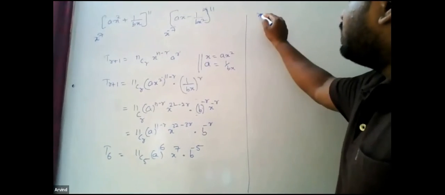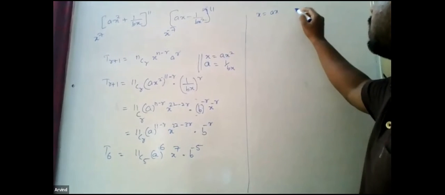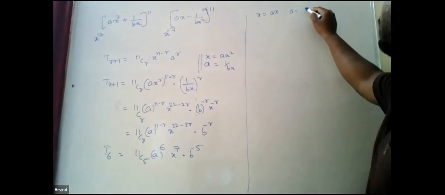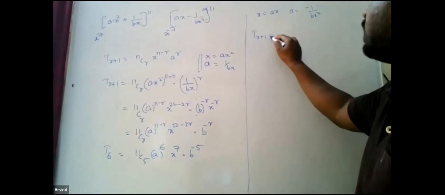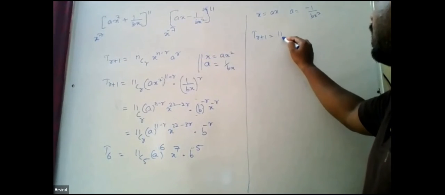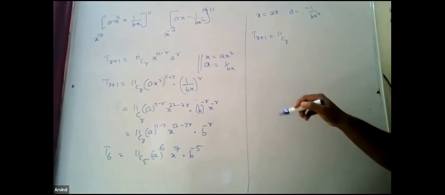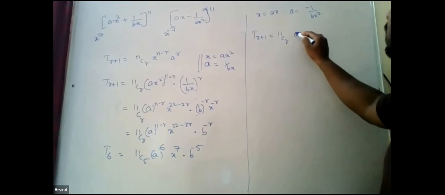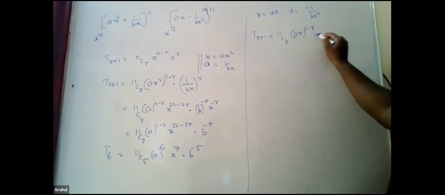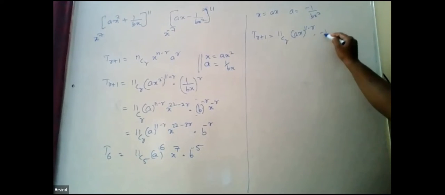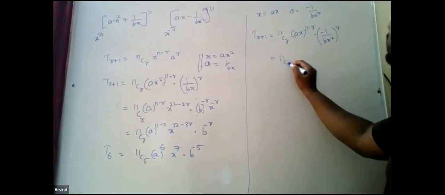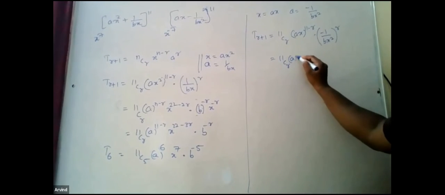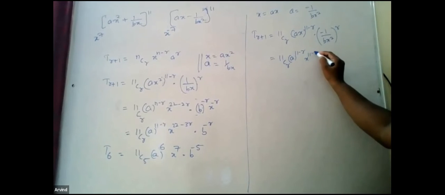So here the x value is ax and the a value is minus 1 by bx square. So let me substitute in the formula. T r plus 1 is equal to nCr, that is 11Cr, x to the power n minus r. x is ax, whole to the power 11 minus r, into a, that is minus 1 by bx square whole to the power r. Okay. So this will become 11Cr, split it, a to the power 11 minus r, x to the power 11 minus r.